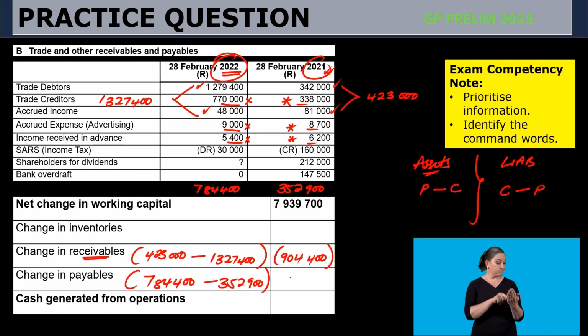And then on your calculator, let's do it together. Let's see what we have on the calculator. You say 784,400 minus 352,900, and then you end up with 431,500. And you will see that this amount is a positive figure. Once it's a positive figure, that is your inflow. Okay, so remember we've already done our inventory, then you can now get your cash generated from operations.